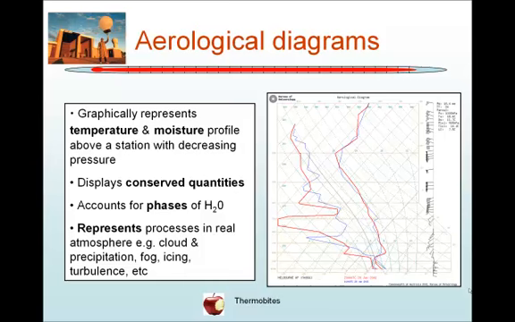We want to be able to display conserved quantities, because these are the sorts of important quantities we assume are going to occur in the real atmosphere. We need to be able to account for phases of water, not just vapour, but also liquid and solid forms. And we want, as I said before, to represent processes that occur in the real atmosphere, like cloud formation, the occurrence of precipitation, fog formation, icing, and indeed turbulence.